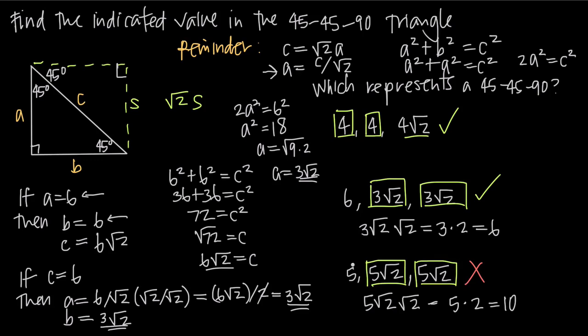This value here for the hypotenuse would have to be 10 if these are the lengths of the legs of the triangle in order for this to represent a 45, 45, 90. And that's how you can use what we know about 45, 45, 90 triangles to solve problems like these ones.